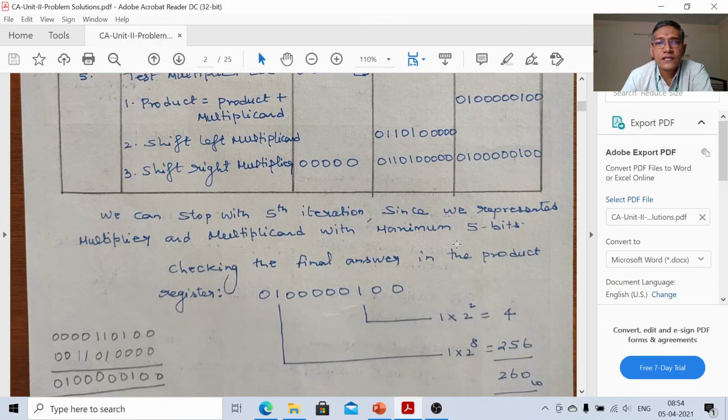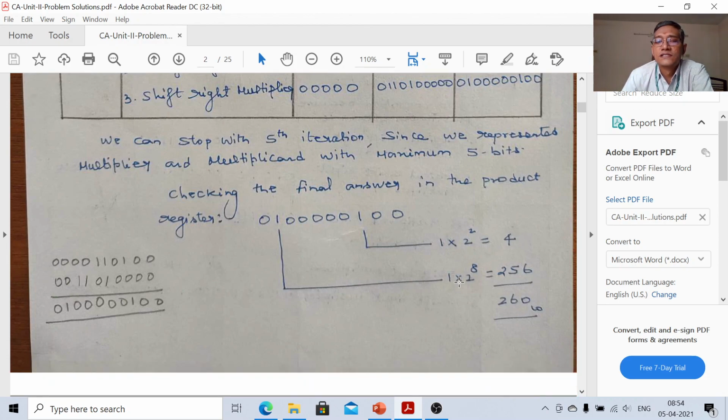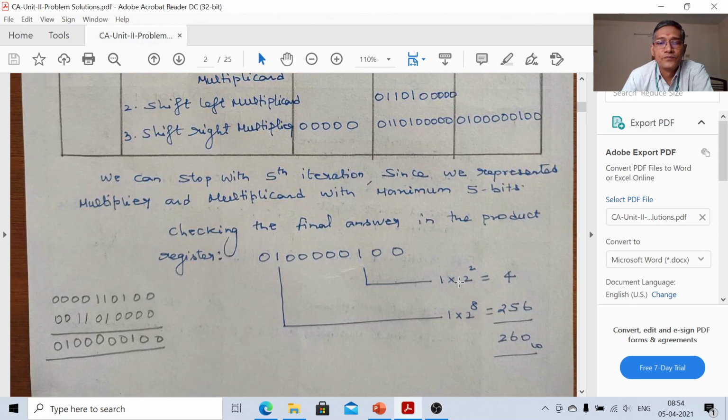Now we need to check whether it is correct or not. We need to get 260, right? This is how we can check, by converting the binary representation of the product register value into decimal. This portion is 1, so this is 1 into 2 power 2. And this particular digit position is 1, so 1 into 2 power 8, whose place value is 256. So 256 plus 4, we will get 260. So this is the correct answer, right?